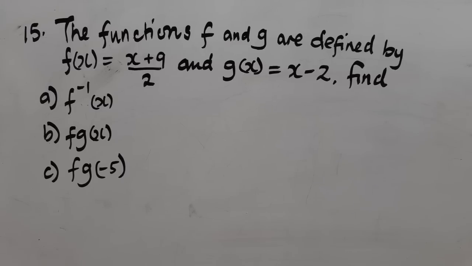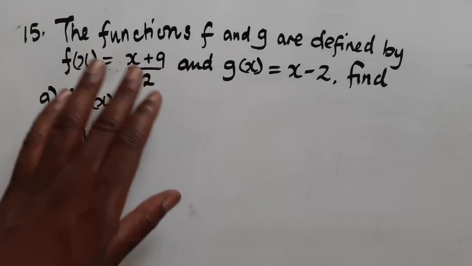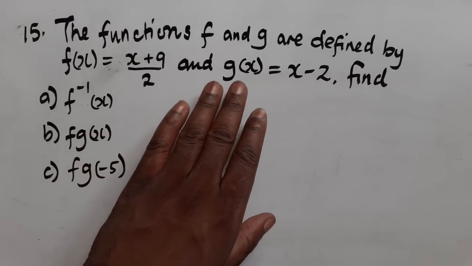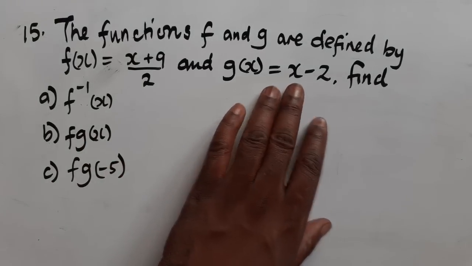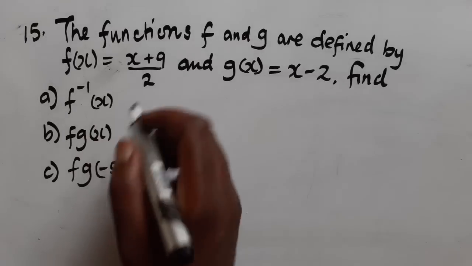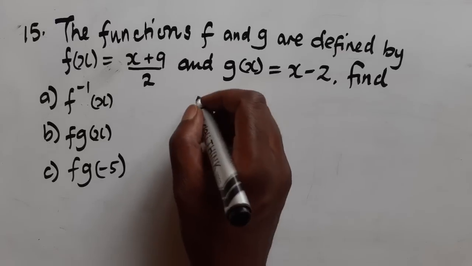So the functions f and g are defined by f of x equals (x plus 9)/2 and g of x is equal to x minus 2. So find the inverse of f.